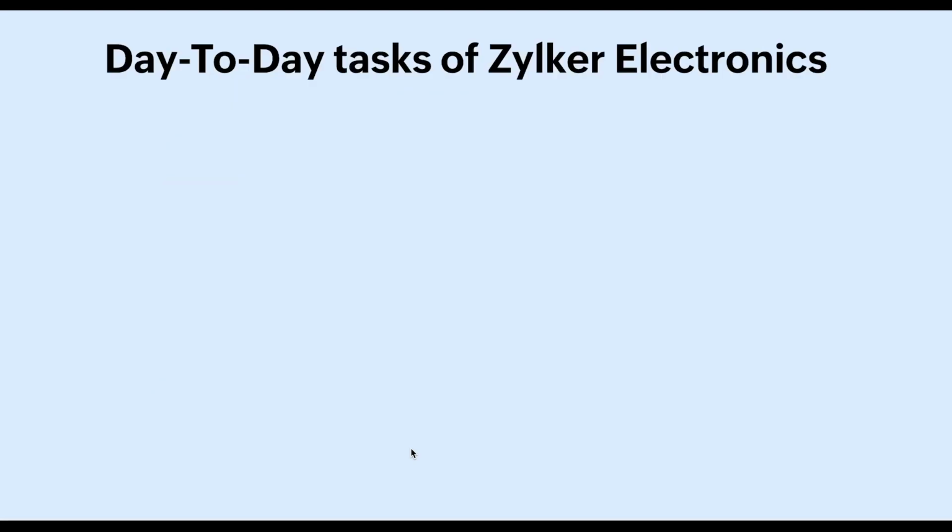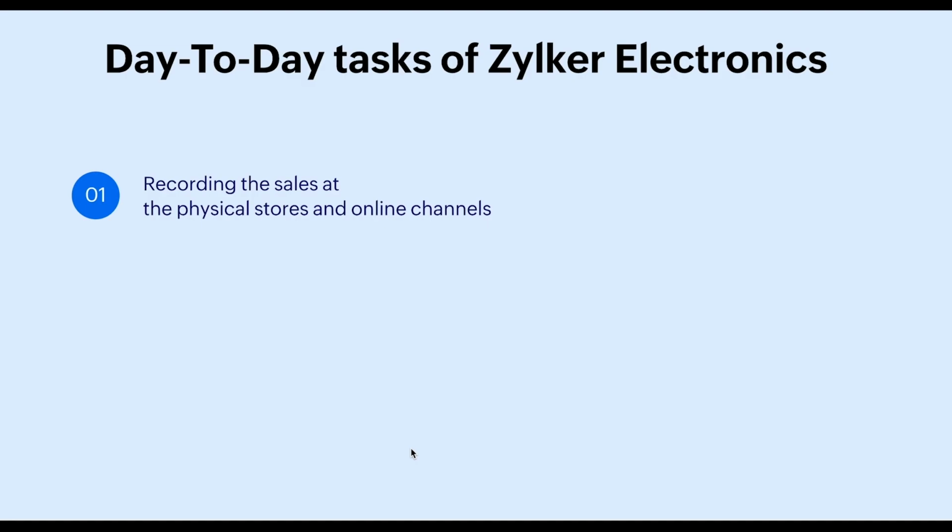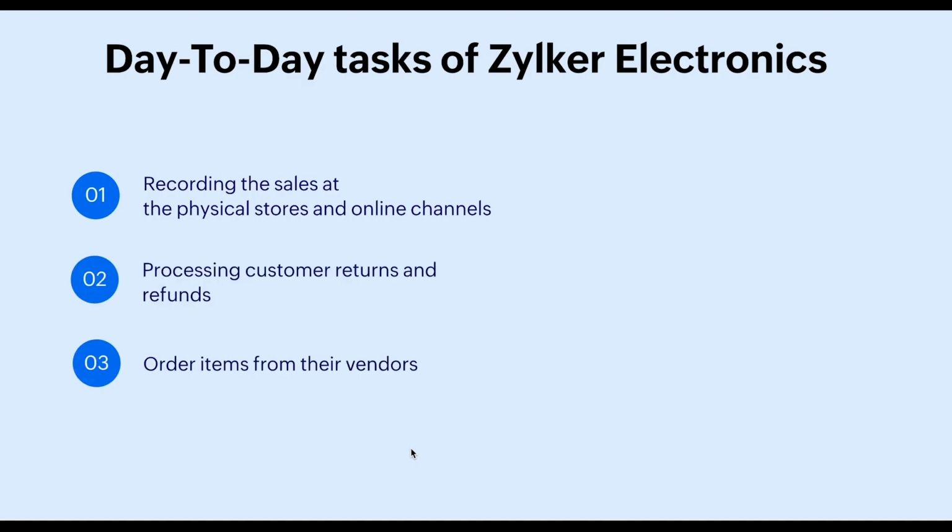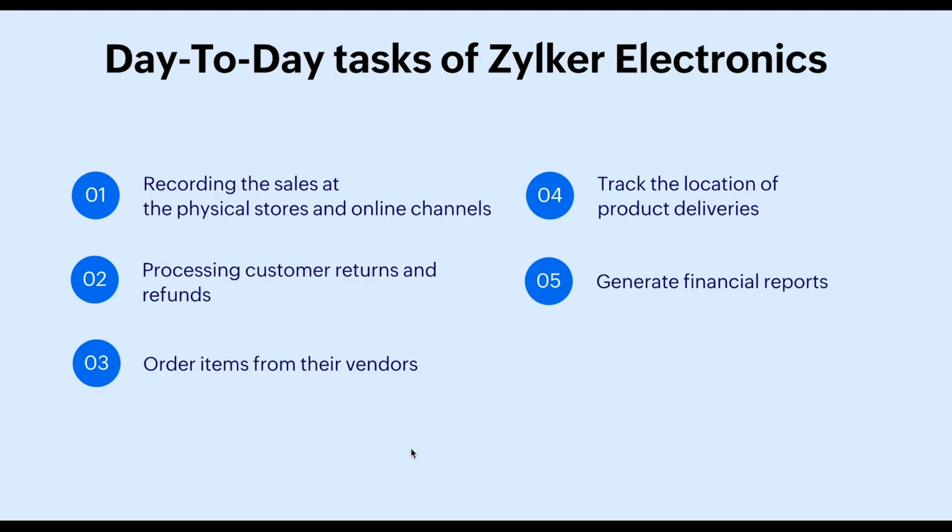On a daily basis, Xyla Electronics will have to perform various tasks like recording the sales made at their physical stores and online channels, processing customer returns, placing orders for low stock items from their vendors, tracking the location of their product deliveries, generating financial reports, and performing inventory consolidation at the end of day to ensure that it matches with the actual stock in the warehouses. All these operations can be handled in Zoho Books seamlessly.